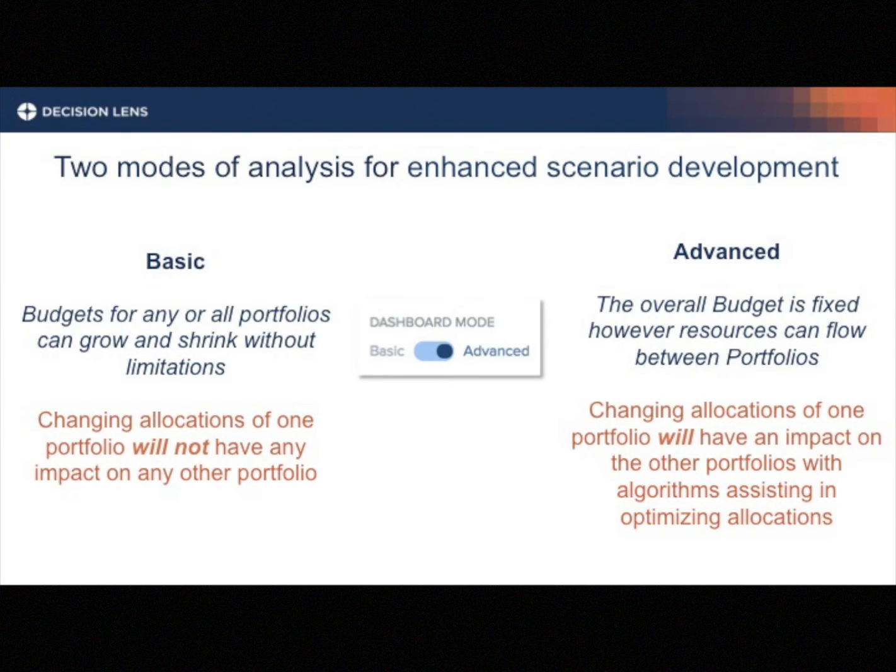On the advanced side, however, that overall budget is fixed, and this is where we get into our real-world scenarios, making sure that we hit performance targets and things like that. This is where you're going to start seeing changes in allocation in one portfolio start moving the dials for those other portfolios. So you can see how the impacts from one portfolio are trickling down through the others, whether those be positive or negative.